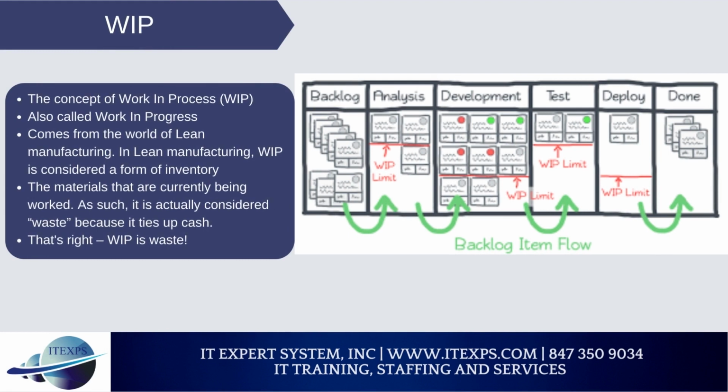WIP. The concept of work in process, also called work in progress, comes from the world of lean manufacturing. In lean manufacturing, WIP is considered a form of inventory: the materials that are currently being worked. As such, it is actually considered waste because it ties up cash. That is right, WIP is waste.